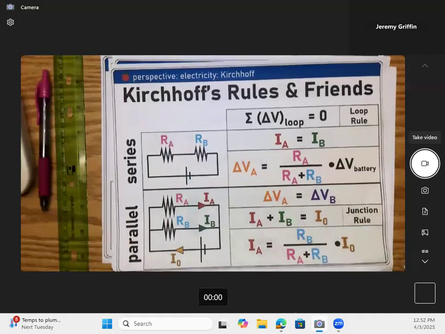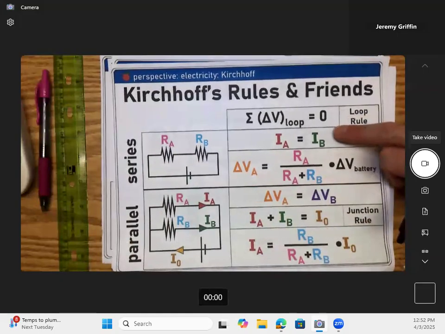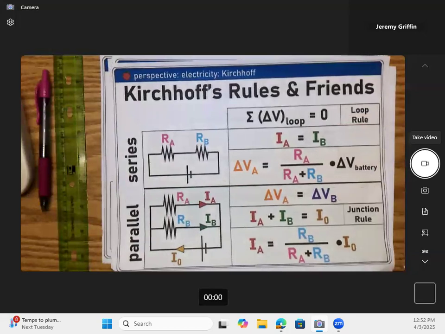Okay. All right. So there you go. So in series, the current's the same everywhere. In parallel, the voltage is the same everywhere.